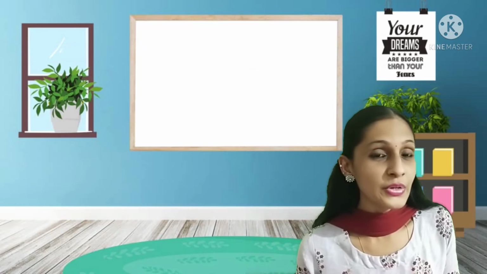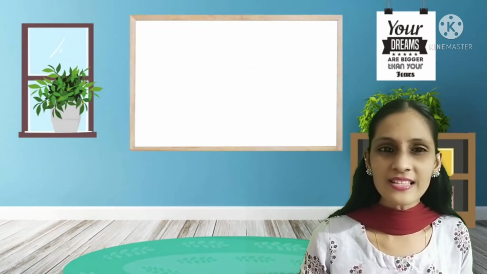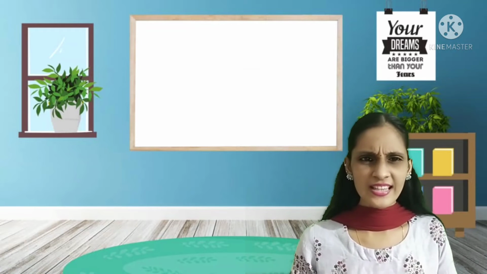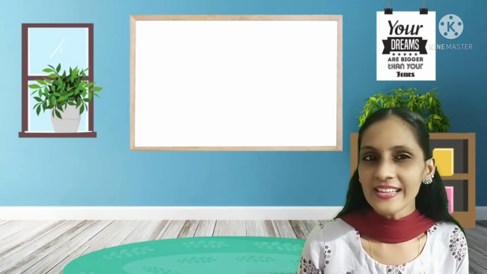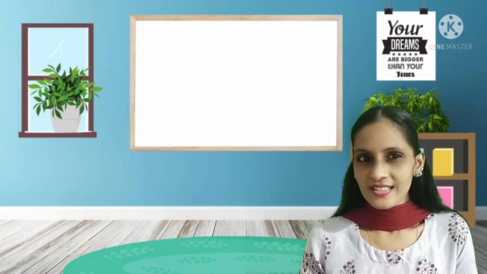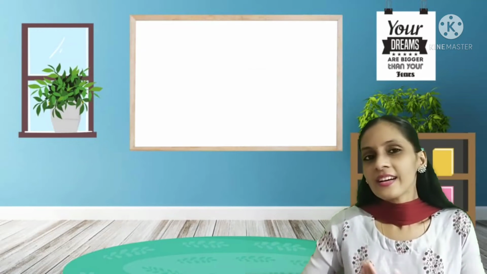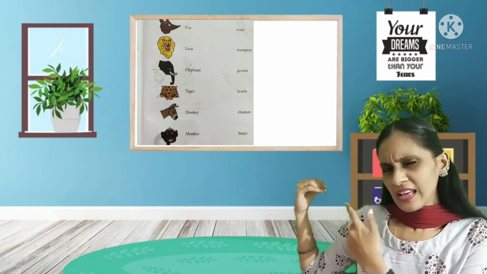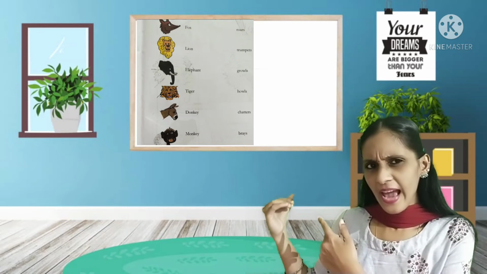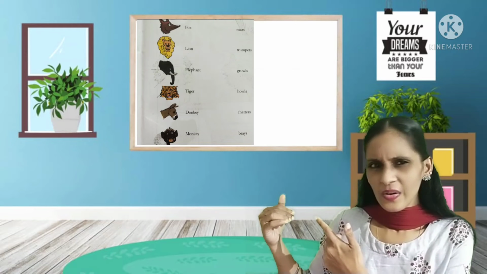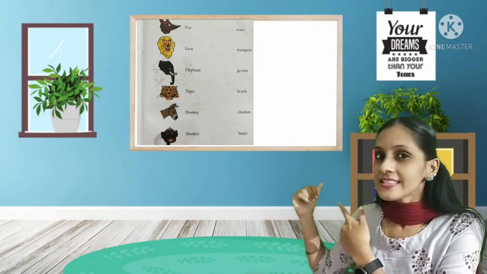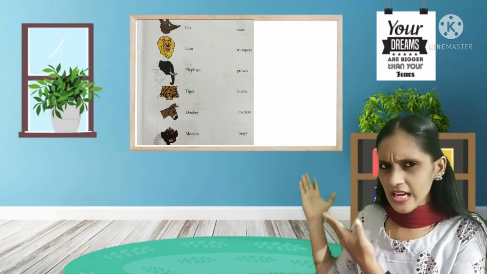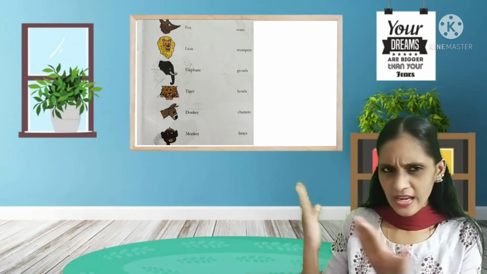Dear children, could you hear the cries of some animals? Okay, then which animals could you see there? Lion, fox, then elephant. Listen here. Can you see some animals here? And the cries are here. Which are the animals? You can see here.